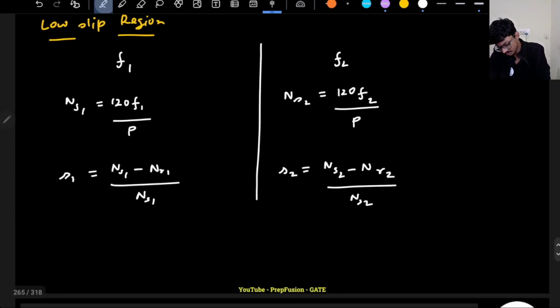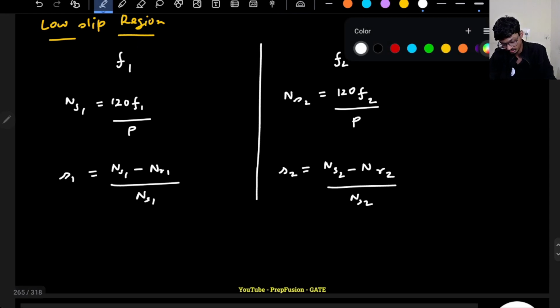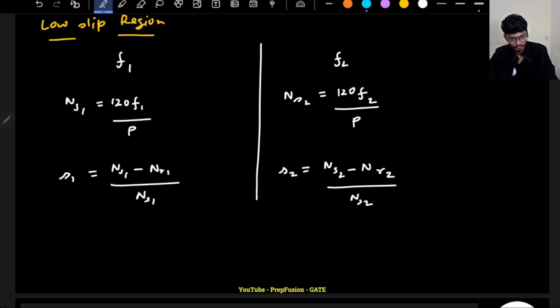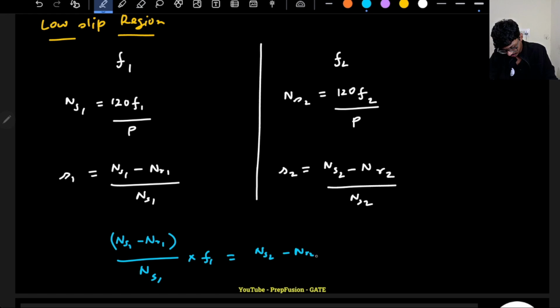So I can equate this and get an equation, and from there I can find out the value of nr2, right? So it will be basically (ns1 minus nr1) divided by ns1, into f1, whatever is the f1, this will be equal to (ns2 minus nr2) divided by ns2, into f2.